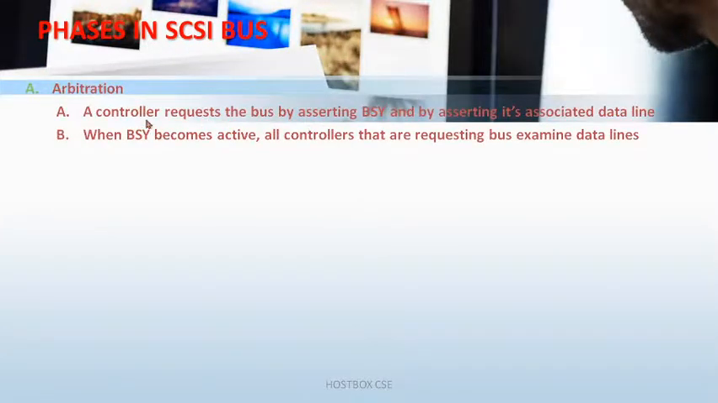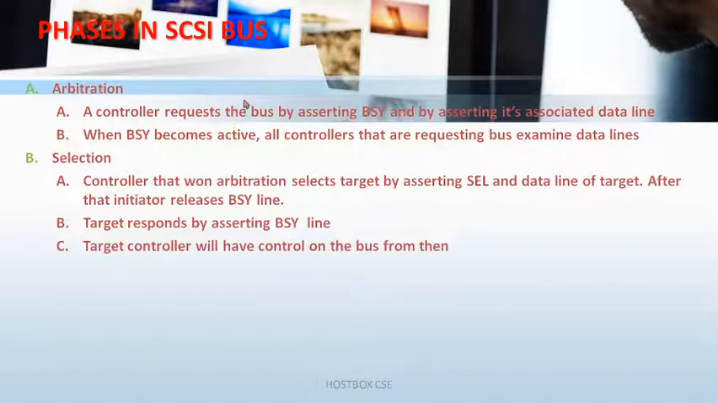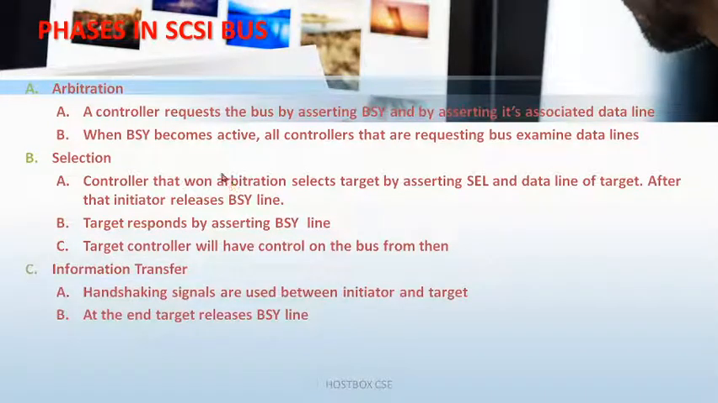Then what are the phases involved in SCSI? There are 4 phases: arbitration, selection, information transfer, and reselection. Don't go deeply into all these topics. First, arbitration: a controller acquires the bus by asserting BSY and by asserting its associated data line. When BSY becomes active, all controllers that are requesting the bus examine the data lines.